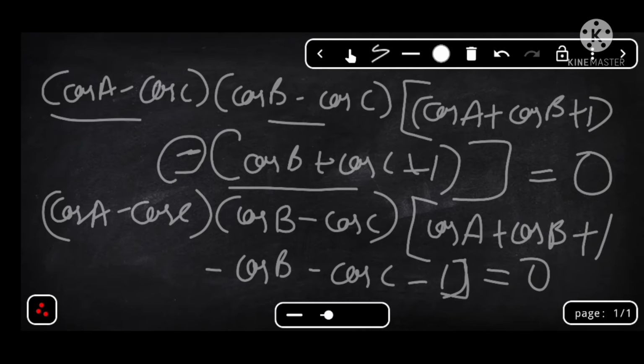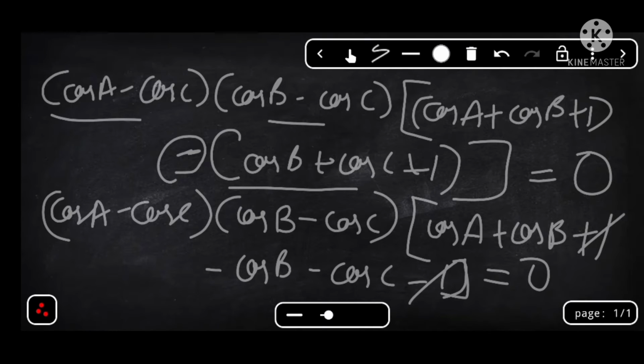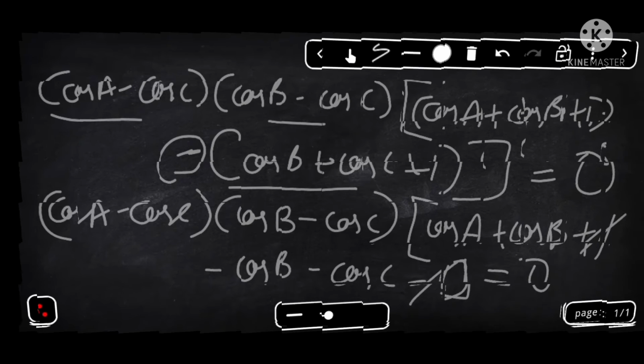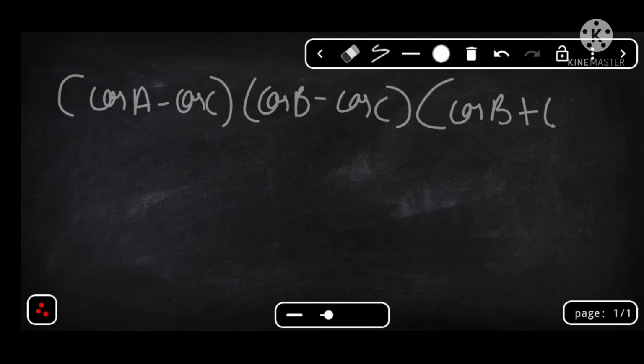So here plus 1 and minus 1 will get cancelled. Again here we have cos C, and cos C will get cancelled because plus cos C and minus cos C. So that will also get removed. So remaining here it is going to be minus cos A equal to 0.